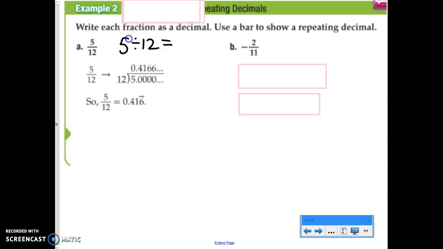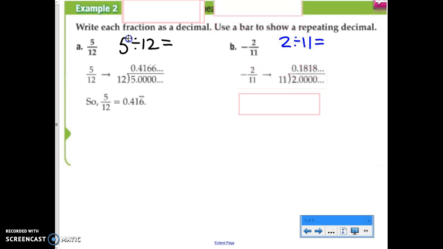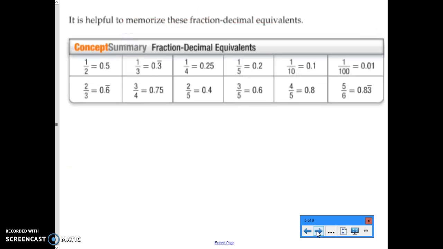So when I write that using that bar notation, I'm going to say 0.41 with the bar notation over the 6. Again, in your calculator, you take your numerator, which is 2, you divide it by your denominator, which is 11, and that is going to give you 0.1818. So I know that negative 2/11 is equivalent to negative 0.18 repeating, with that bar notation being over both digits, 1 and 8.